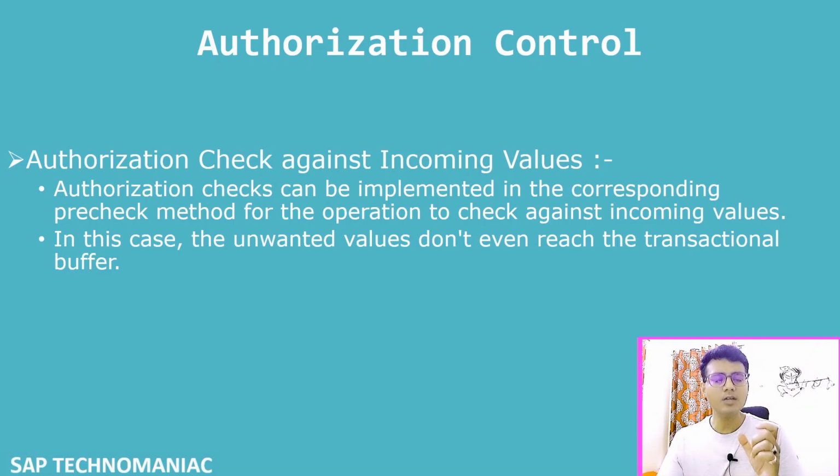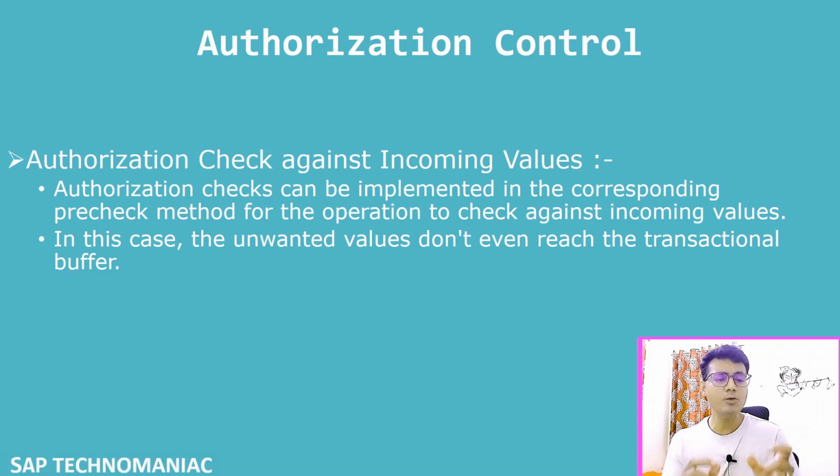The last thing is checking against the incoming values. If you want to apply the authorization check against the incoming values which we have just updated, which are not yet available in the transactional buffer, you can't do that in the global and instance authorization methods. You have to do that in the pre-check method. In the pre-check method, the incoming values are available. You can check those values to see whether the user has access to update them in the transactional buffer or not. We check right there and stop the user there, and we do not go further to update the transactional buffer.